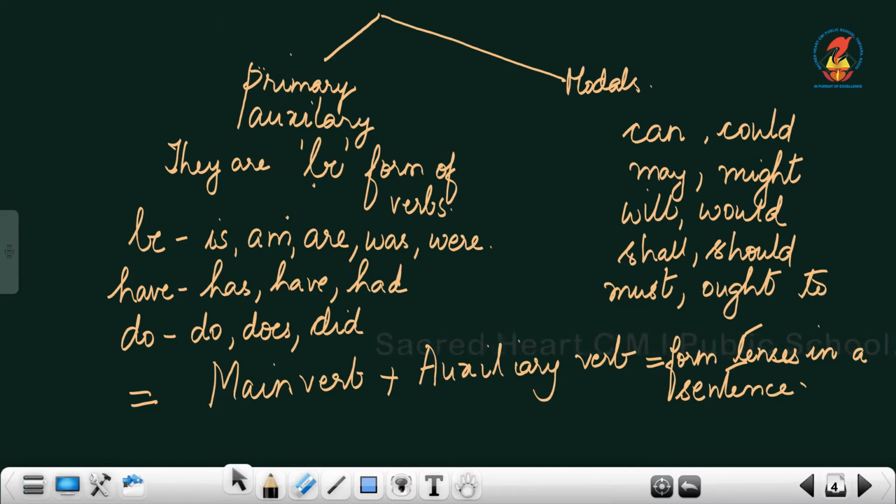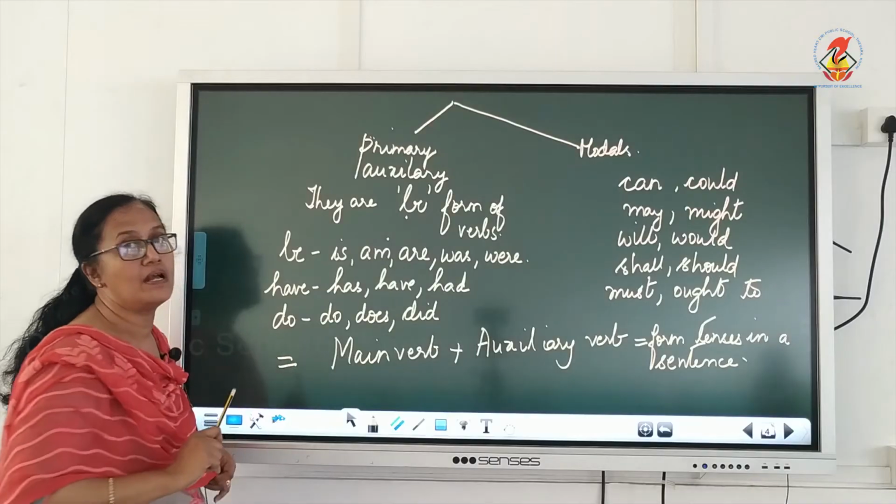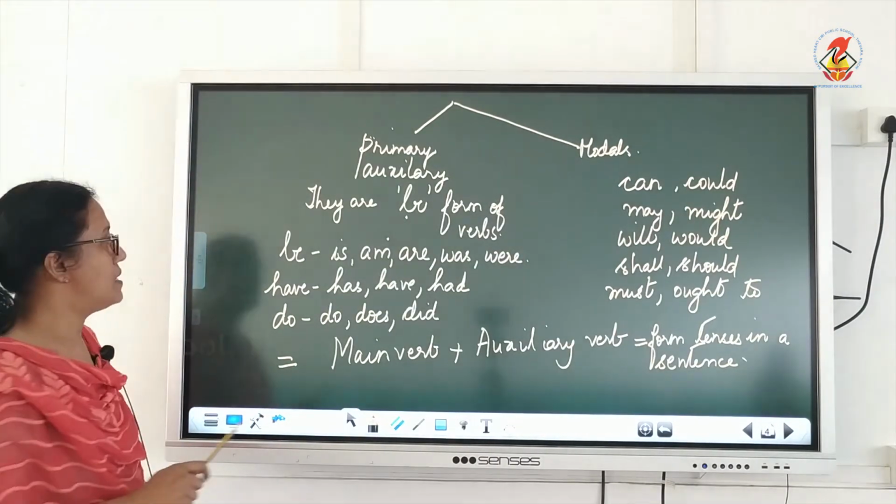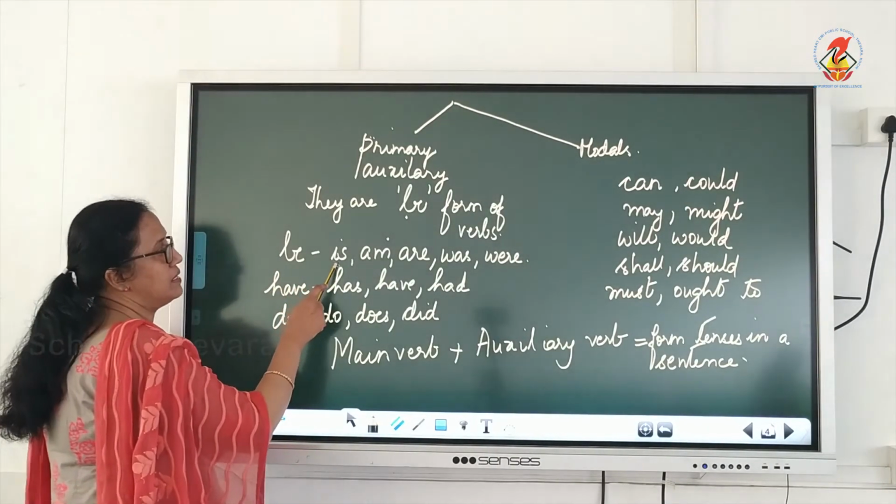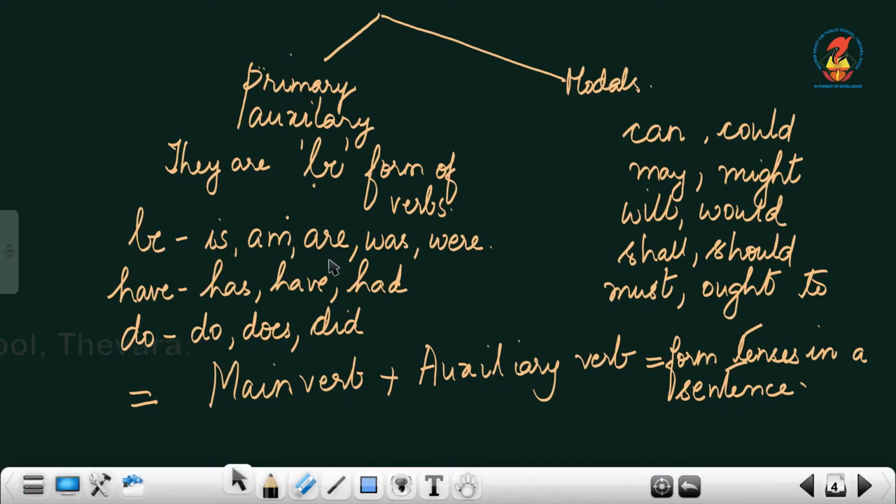Primary auxiliary is nothing but the be form of the verbs. I am not going to go into the details of what the be form of the verbs are. Just keep this in mind, because I have given you the list. The be form of verbs is: am, are, was, were, then has, have, had, do, does, did. These are the primary auxiliary verbs.